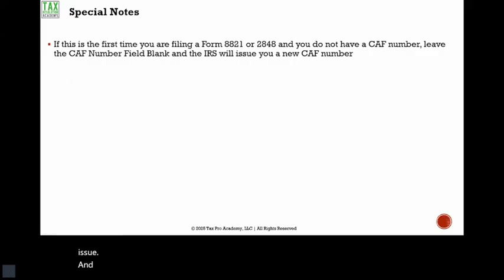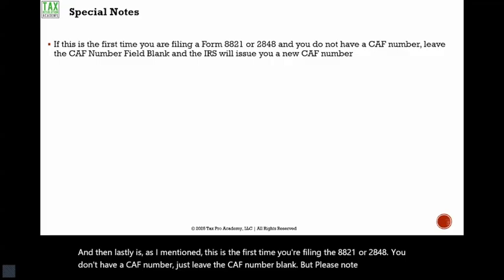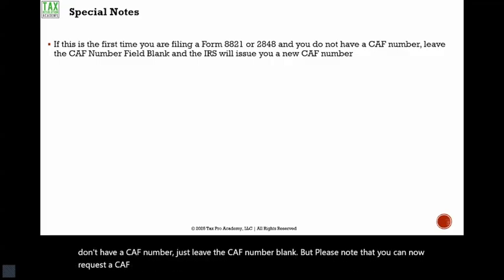And then lastly, as I mentioned, if this is the first time you're filing the 8821 or 2848 and you don't have a CAF number, just leave the CAF number blank. But please note that you can now request a CAF number directly through your Tax Pro online account. So if you want to do it there.